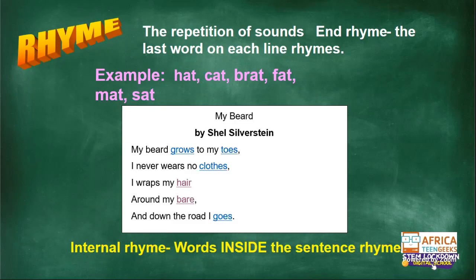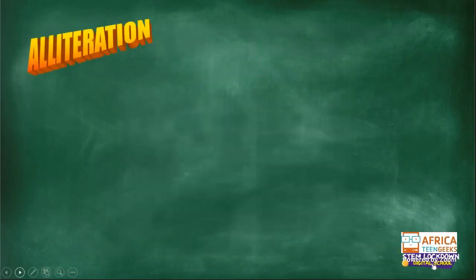Right and write. Tina, we don't refer to right and write as rhyming words. However, we refer to them as homophones. Homonyms are words that are spelled the same but have different meanings. Homophones are words that sound the same but have different meanings. Right. Okay, let's move on to the next one.